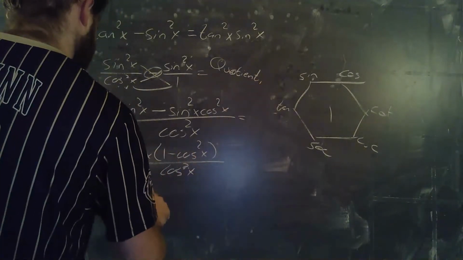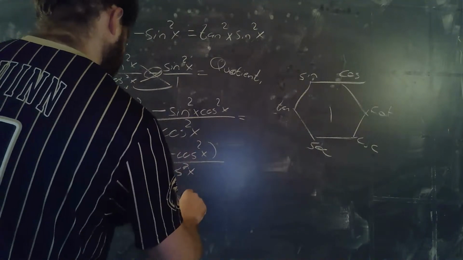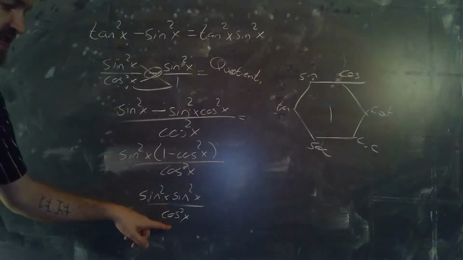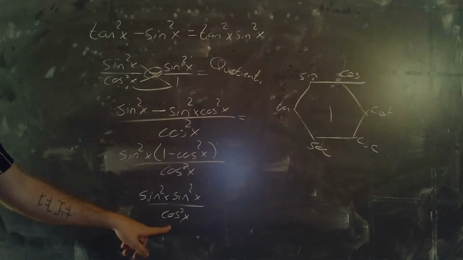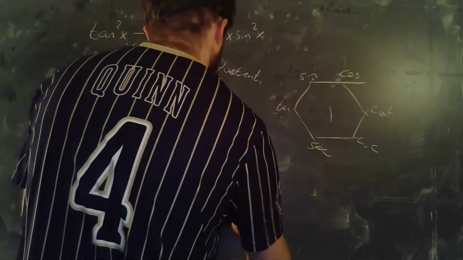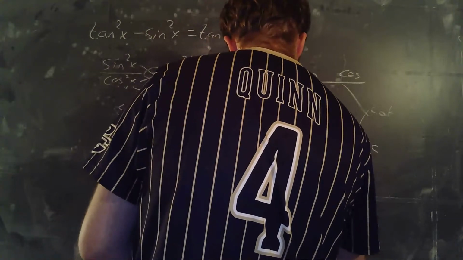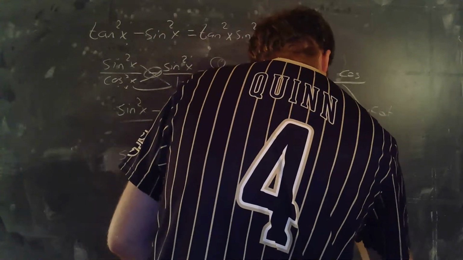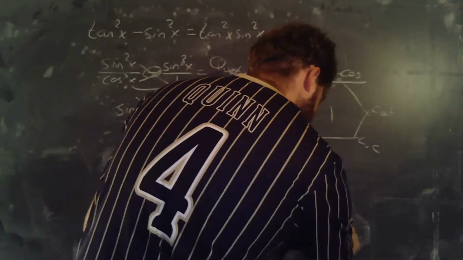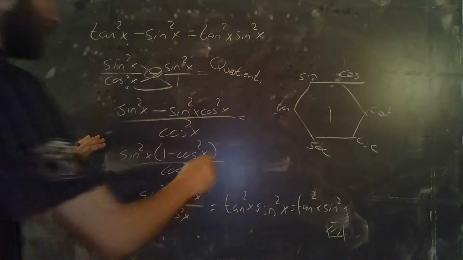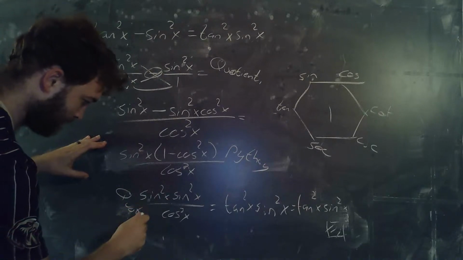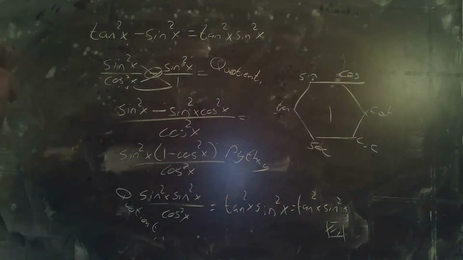So this is sine squared times sine squared over cosine squared. One of these sine squareds and one of these cosine squareds pair up and make a tangent squared. And we're left with a sine squared. Factored, did a Pythag here, did a quotient here. Oh, hey, look, it's the same problem.